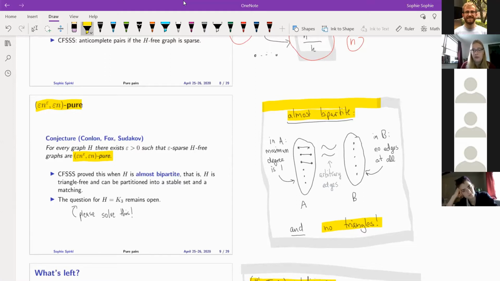We can prove it for the sparse setting for almost bipartite graphs, which means graphs that you can partition into sets A and B, and one of them doesn't have edges, and on the other side you have maximum degree 1, and between them you can have any edges you want, except you're not allowed to make a triangle. So almost bipartite graphs in some sense are still very sparse graphs. And they can be fairly dense, but you still have A and B, which are basically stable sets, so they're behaving in a way that's close to bipartite graphs.